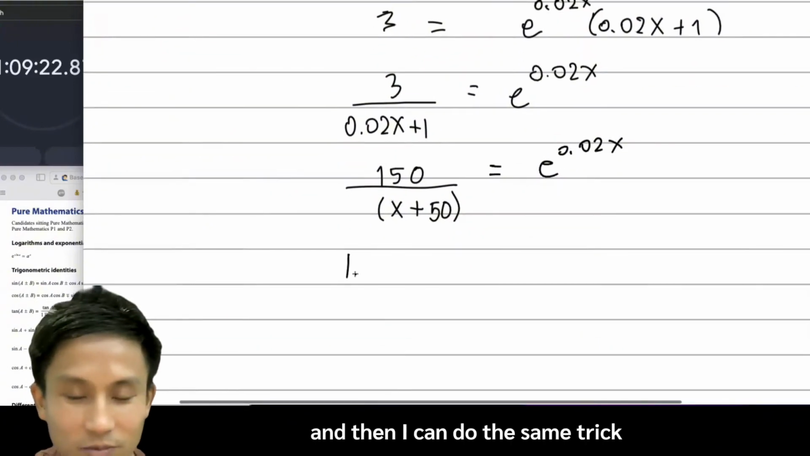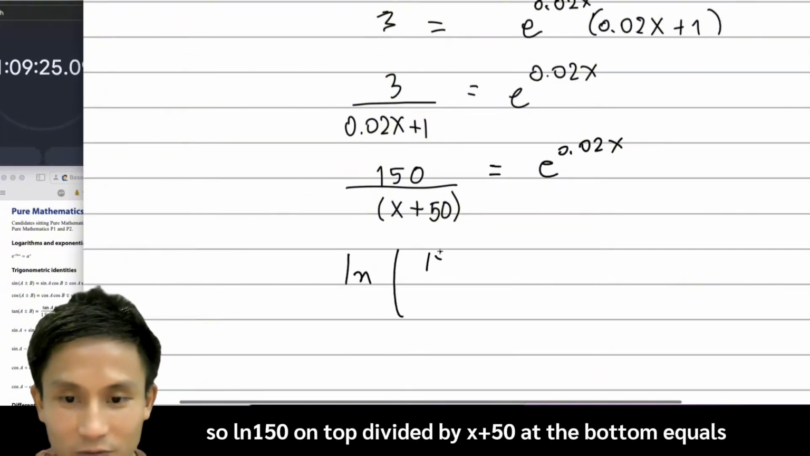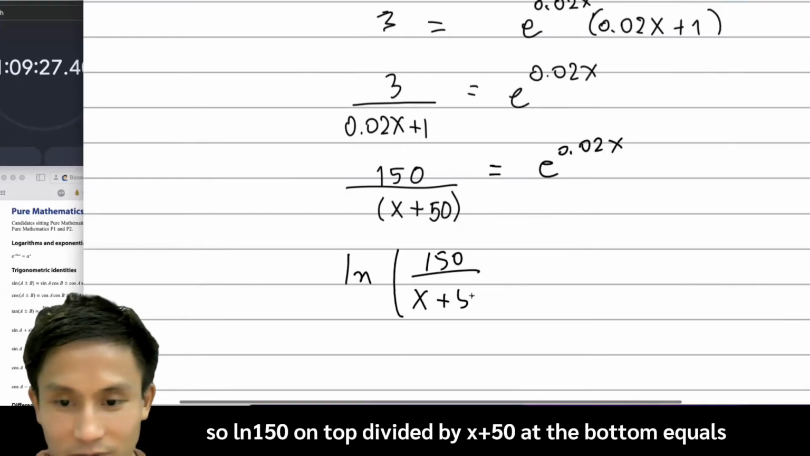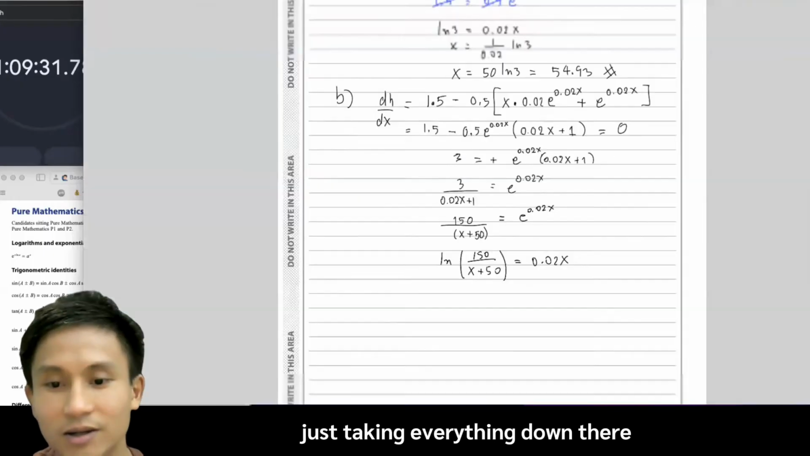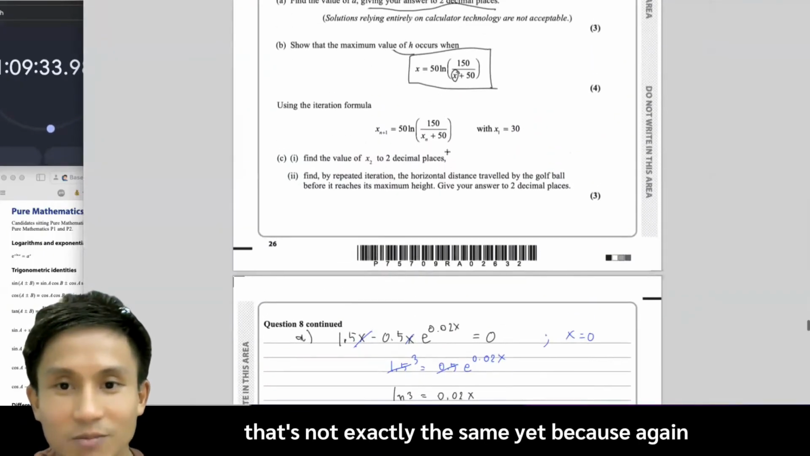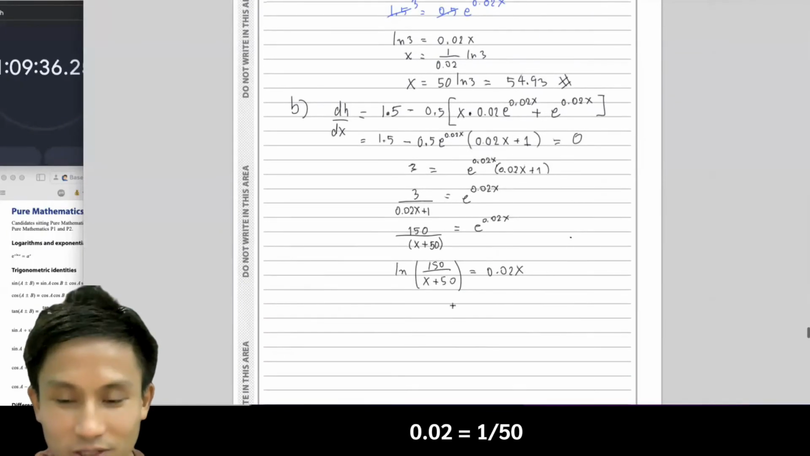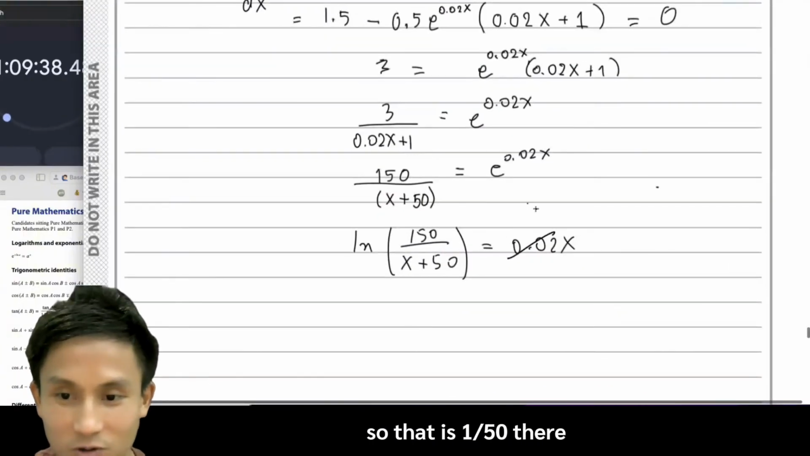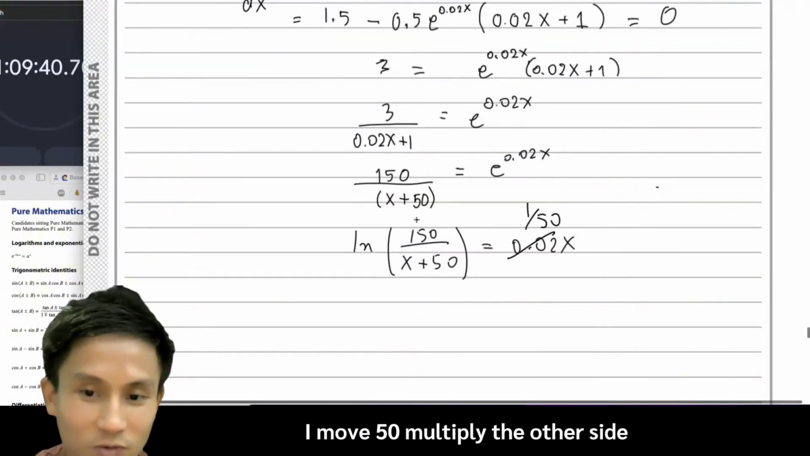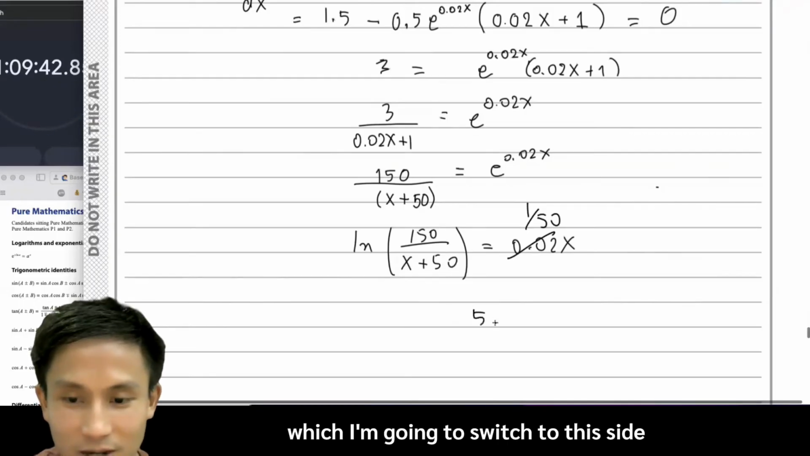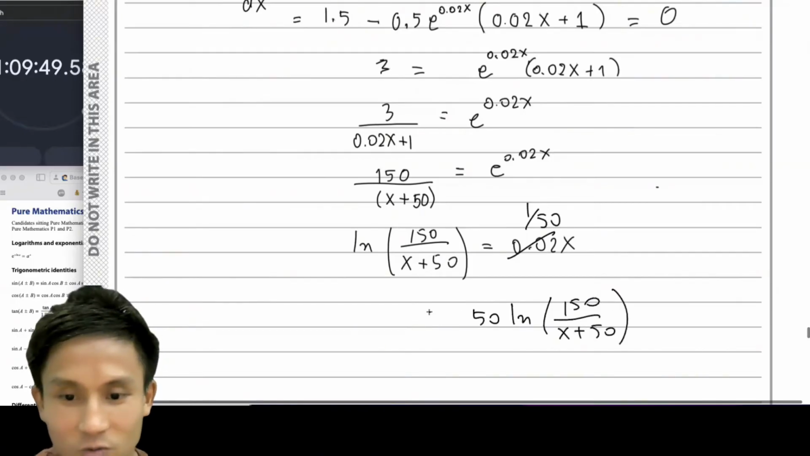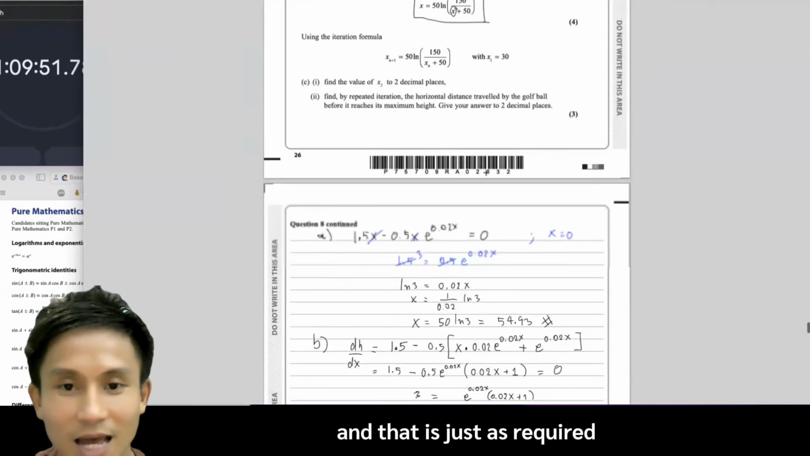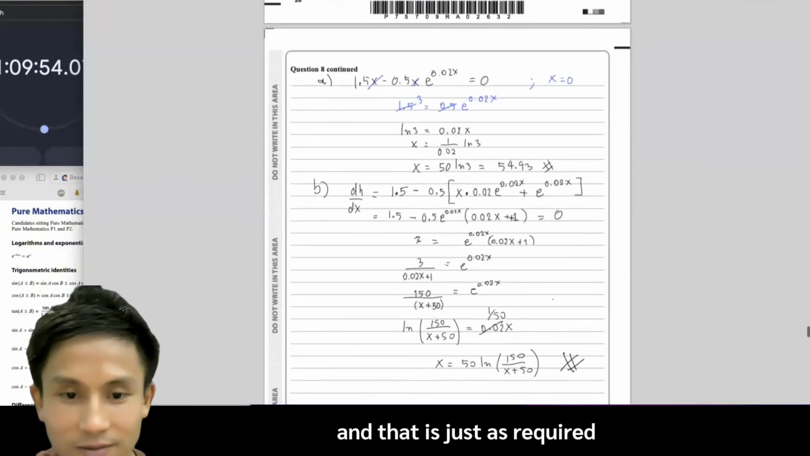And then I can do the same trick, moving it as a ln here. So ln 150 on top divided by x over 50 at the bottom, equals just taking everything down there. That's not exactly the same yet because again, 0.02 is equal to 1 over 50. So that is 1 over 50 there. I move 50, multiply the other side, which I'm going to switch to this side. So 50 ln 150 divided by x plus 50 would be equal to just my x. And that is just as required.